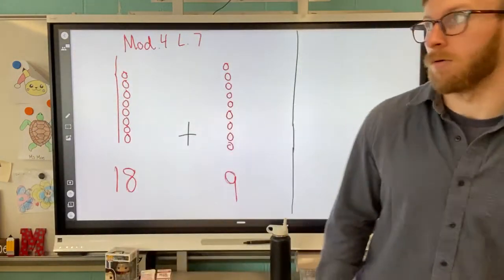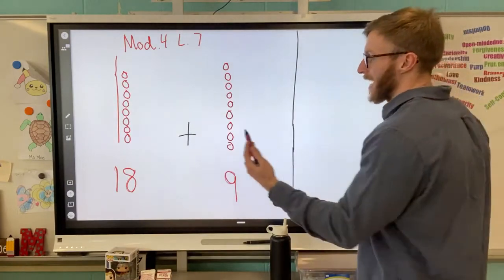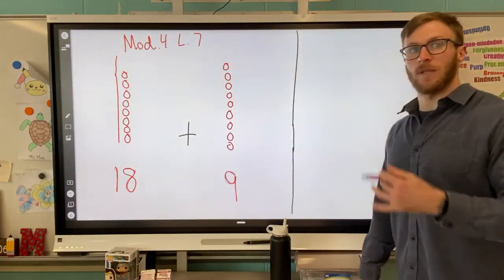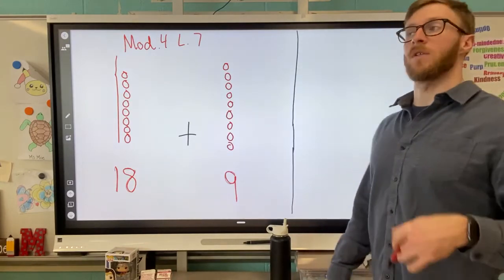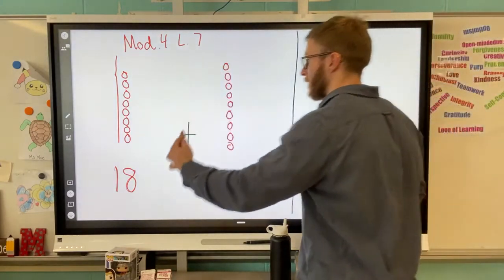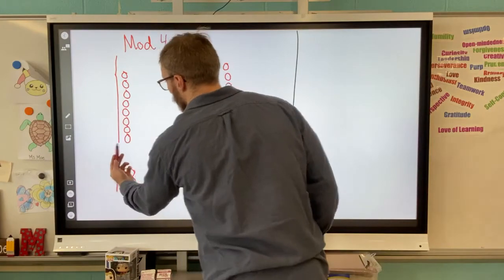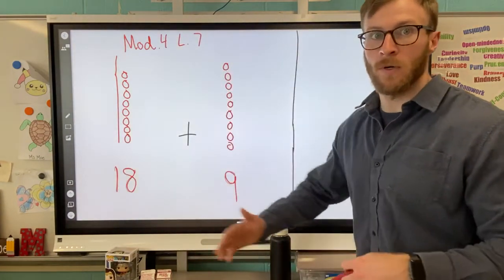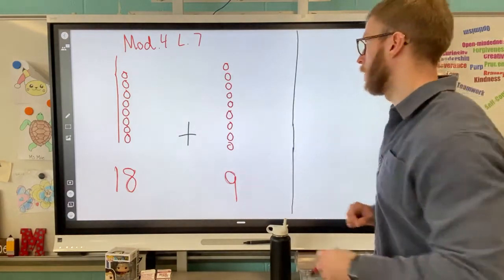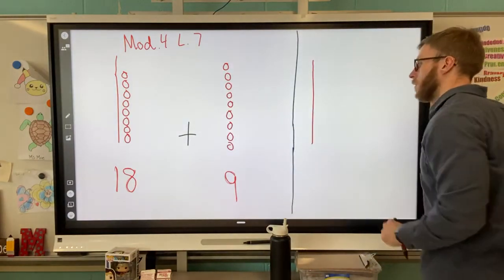All right, so we're gonna add these together. So do we start with the tens place or do we start with the ones place? We start with the tens place. We're gonna start on the left. So we're gonna look at the tens. We have 1 10 over here. I don't see any 10s here. What's 1 plus 0? 1. So we're gonna draw 1 10.